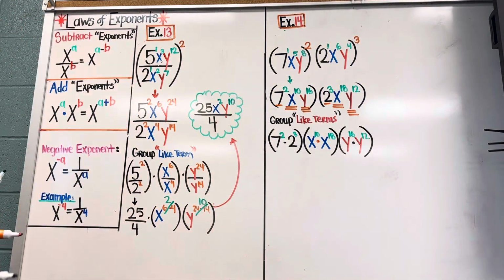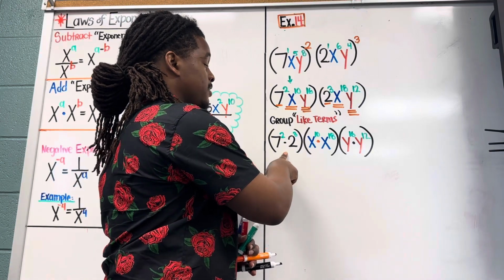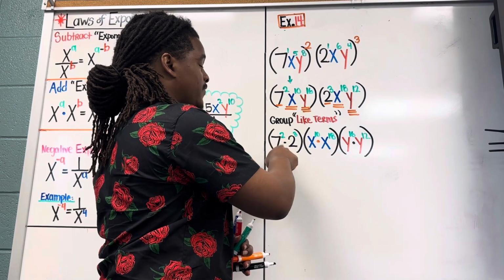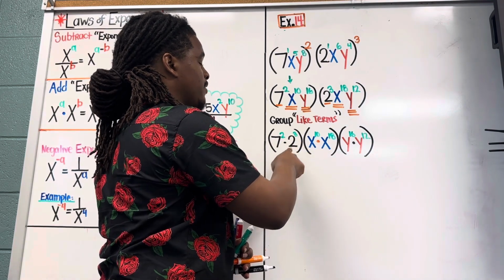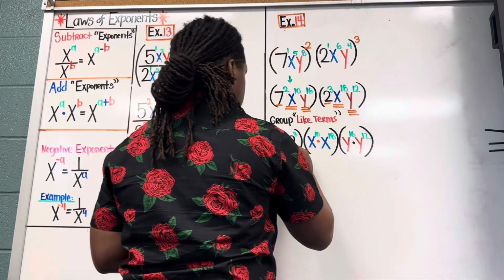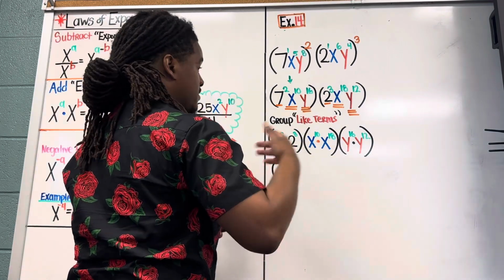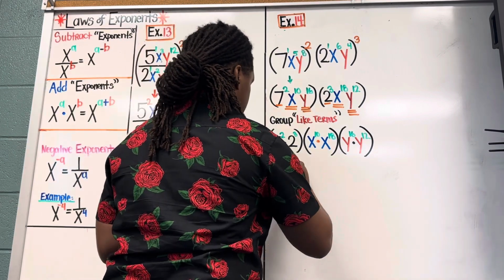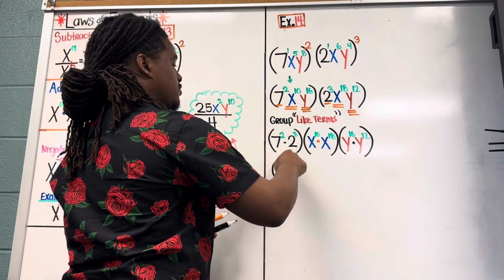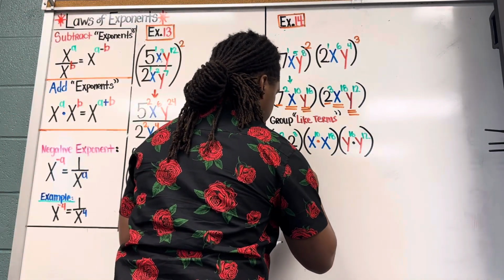Now all we need to do is first solve the coefficients. I need to do 7 squared to find out what that is, and 2 cubed to find out what that is, and then whatever the two values are, we're going to multiply those values. 7 squared is just like saying 7 times 7. 7 times 7 is 49. So 7 squared, or 7 to the second power, is 49. 2 to the third power is just like saying 2 times 2 times 2, which is 8.